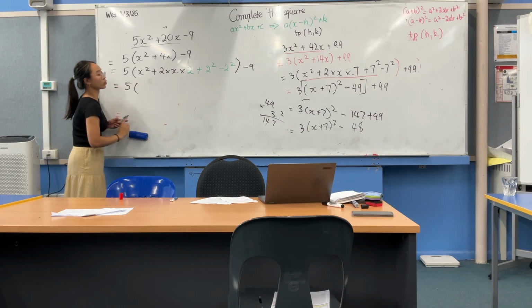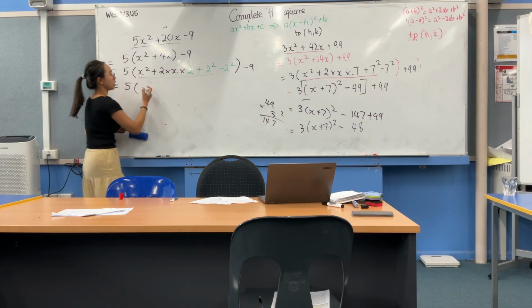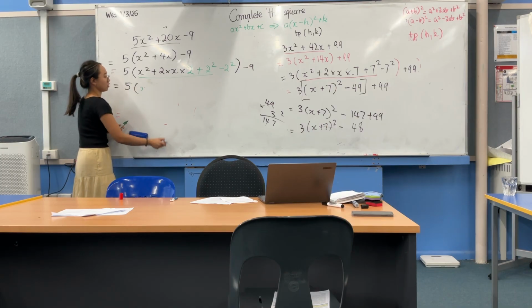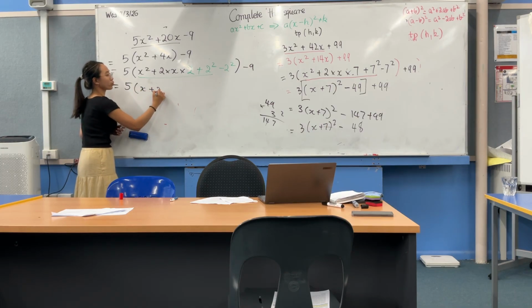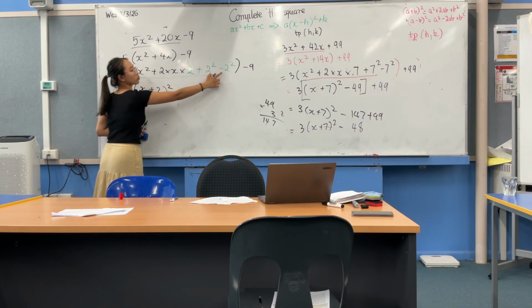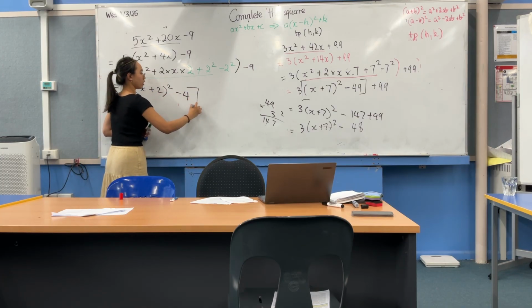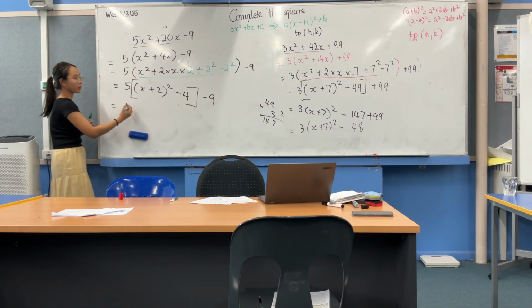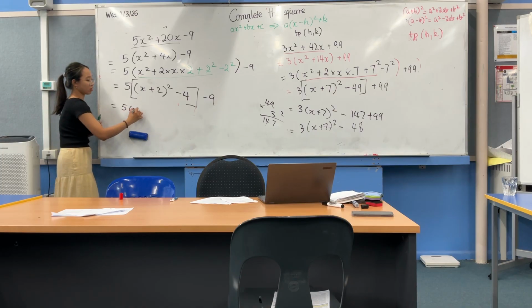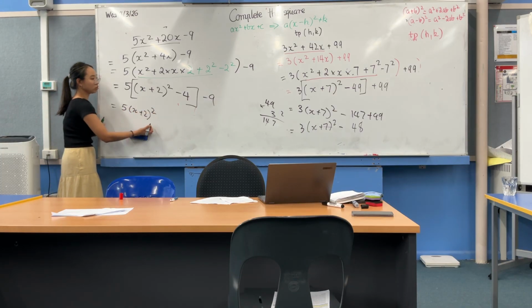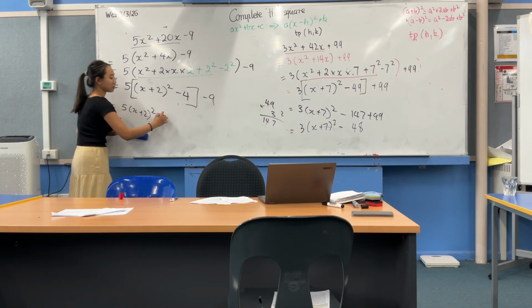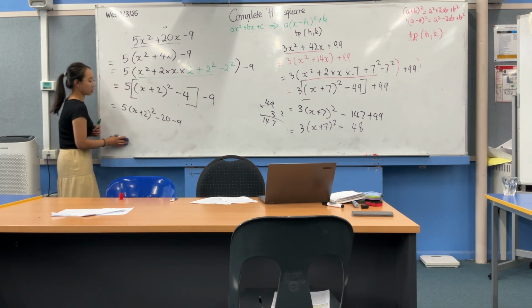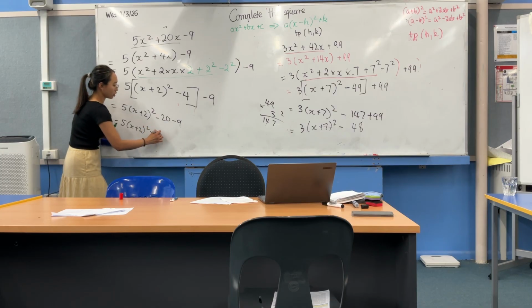Now, what is my perfect square? My perfect square is here. I'm going to do 5(x plus 2) to the power 2, minus 4 in the bracket, minus 9. Now I open up the big bracket. 5(x plus 2) to the power 2, 5 times 4, negative 20, minus 9. You're going to get 5(x plus 2) squared minus 29.